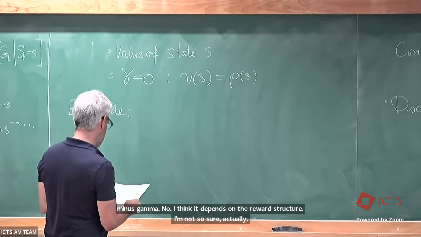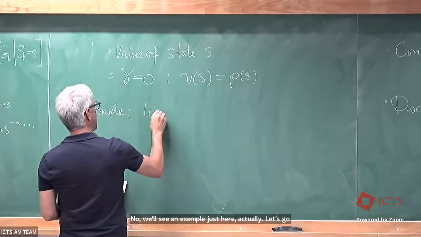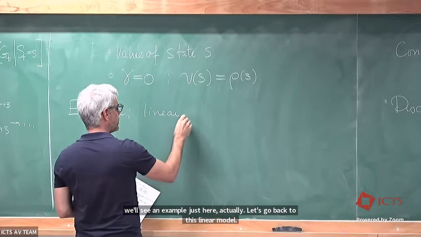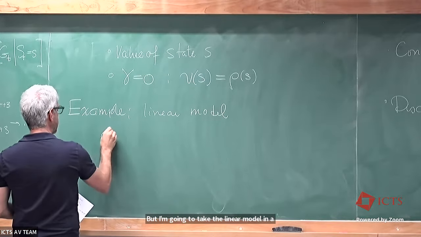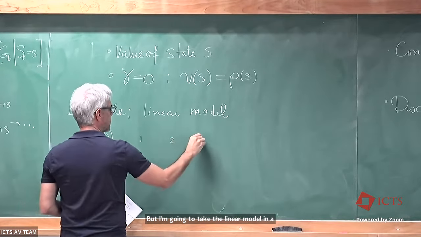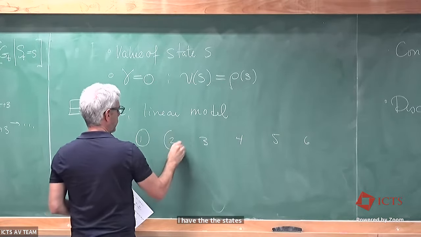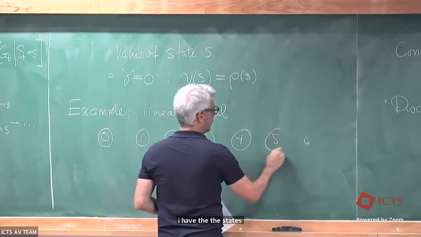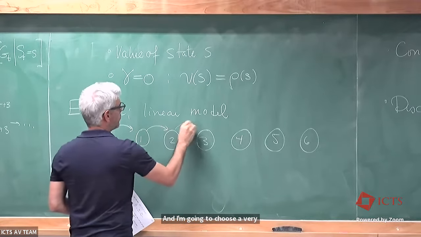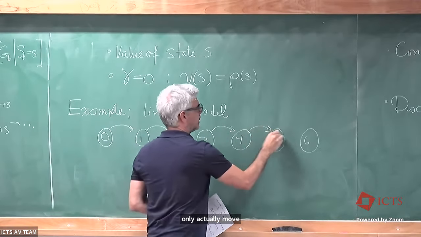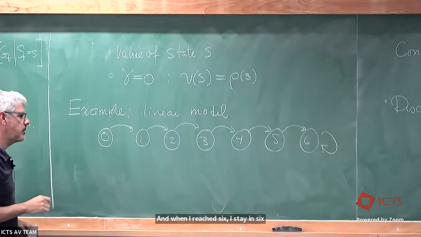Let's go back to this linear model, and then we can discuss that question for this one. But I'm going to take the linear model in a very particular way. I have the states, and I'm going to choose a very trivial dynamics where I only move right. And when I reach 6, I stay in 6. So this is a continuing process. It will not stop.